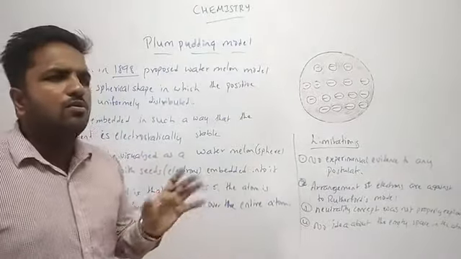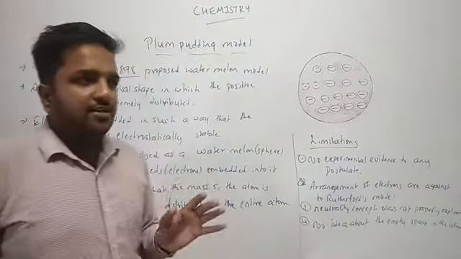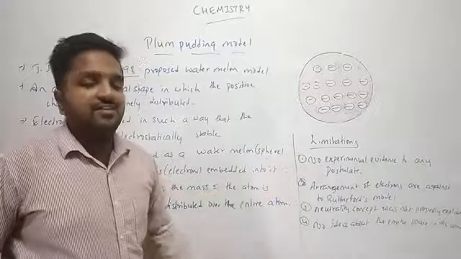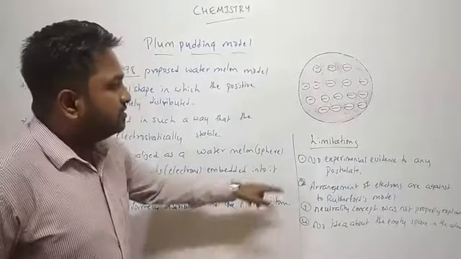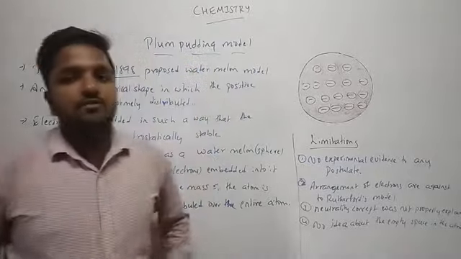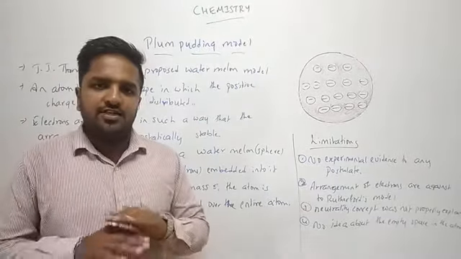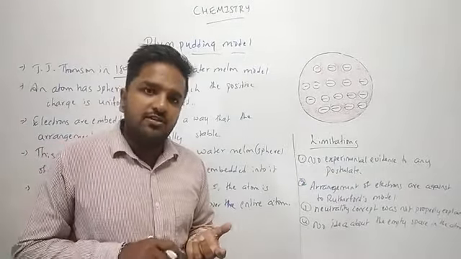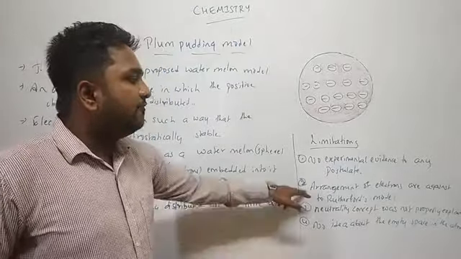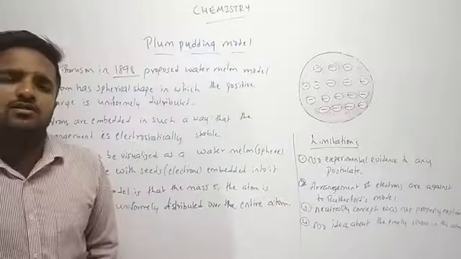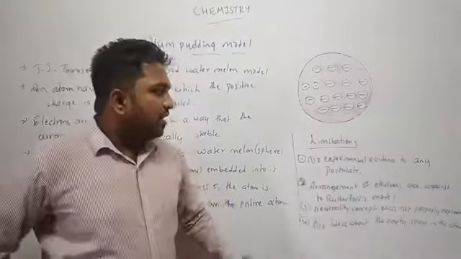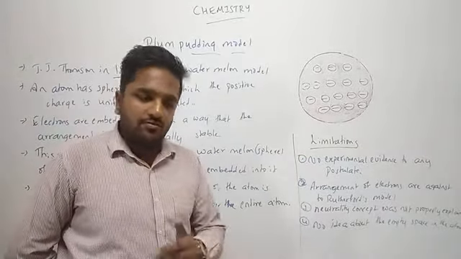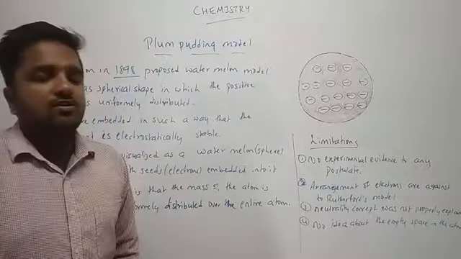This is somehow okay, but it was not fully accepted by scientists because of the limitations of J.J. Thomson's model. There was no experimental evidence for it. It just stated that the positive charge is uniformly distributed, that's it. There was no experimental evidence for his postulate. That was the first limitation. And the arrangement of electrons was against Rutherford's model, which we will see. The arrangement of electrons in J.J. Thomson's model was against that of Rutherford's model. And the neutrality concept was not properly explained.